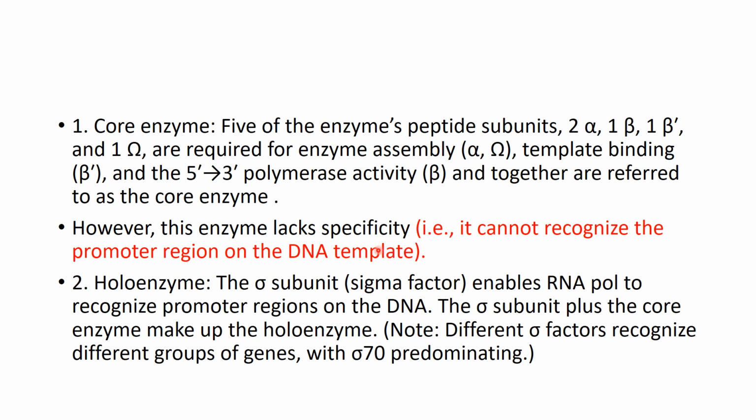So, what does it need? It needs an additional factor. In case of prokaryotes, it needs an additional factor which is known as the sigma subunit. It helps RNA polymerase to identify the promoter region of the DNA double helix. And the sigma subunit plus the core enzyme, that is known as the holoenzyme. Holo means complete.